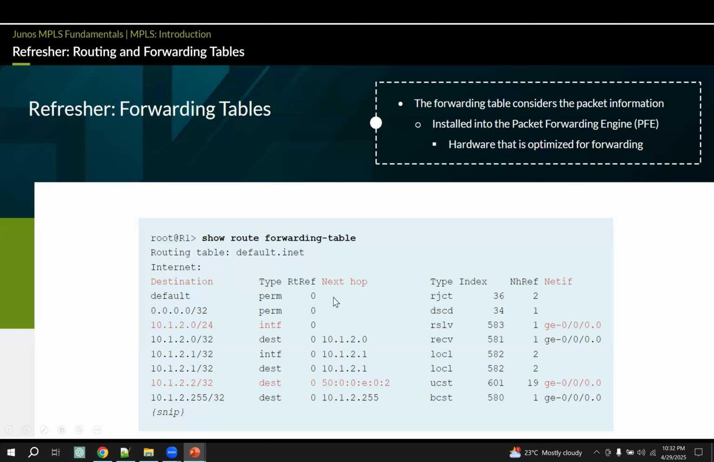Forwarding tables. This is a sample of a forwarding table. The forwarding table also has destination prefixes, type, exit interface, and next hop address. But this table has only the best path.